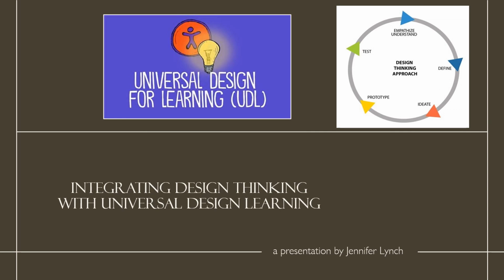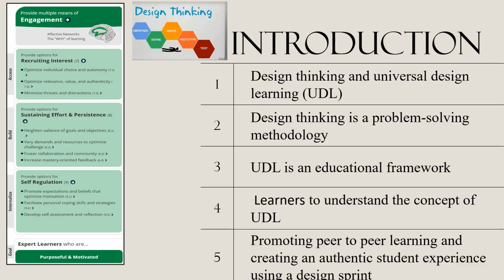Integrating design thinking with universal design learning. This assignment will explore the practical ways of implementing the integration of design thinking and universal design learning principles in the classroom. These examples will focus on the why of learning, providing multiple means of engagement, enhancing student motivation, promoting peer-to-peer learning, and creating an authentic student experience using a design sprint, and offer practical strategies on how to integrate them into the classroom.